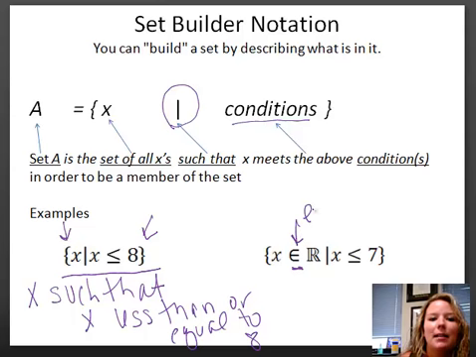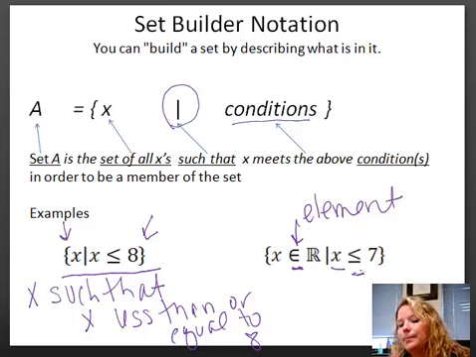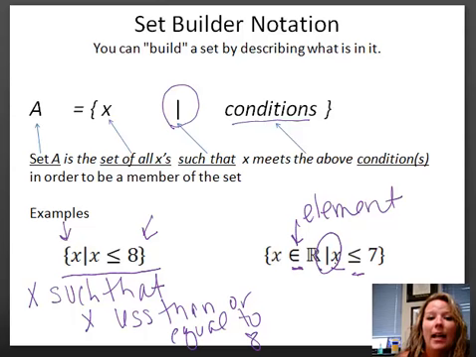This sign means an element of. E for element. So we're saying that X is an element of the real number system, meaning it has to be a real number. And we can say that X is less than or equal to 7. So we would say X is an element of the real numbers such that X is less than or equal to 7. Alright, so really the only difference between yesterday's and today's is that this bar and this X are thrown in, and we just read it X such that such and such.